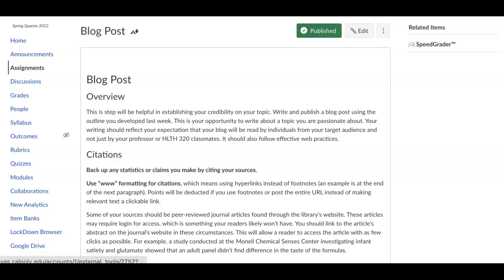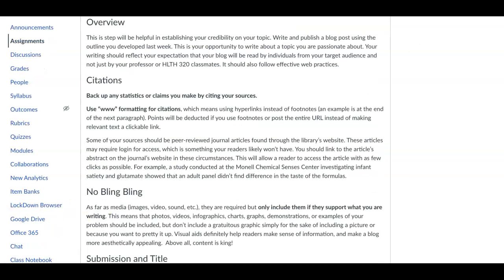Some other things that I want to note is that for citations, if you have any statistics or claims you make, you need to cite your sources. You can cite your sources using hyperlinks. So please do not use footnotes at the bottom of the page. I want you to be using hyperlinks. If you include footnotes, or you have an actual URL in your site, you're going to lose points. It needs to be a hyperlink in the actual text that's on your blog.